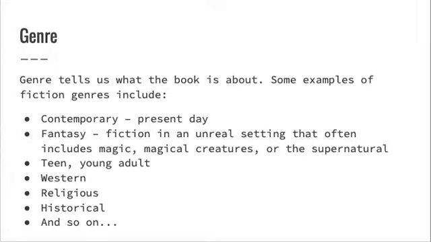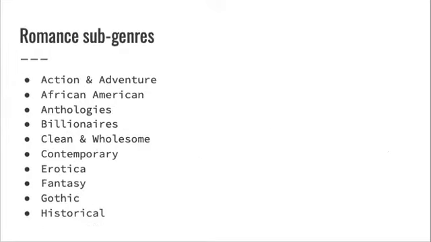Genre. Whether you're self-published or traditionally published, this is where the lines blur further. Genre tells us what the book is about, similar to the info I shared on BISAC codes. Some examples include contemporary, present day, fantasy, fiction in an unreal setting that often includes magic, magical creatures, or the supernatural, teen, young adult, westerns, religious, historical, and so on. But guess what? It continues.